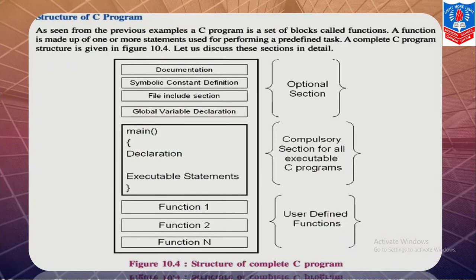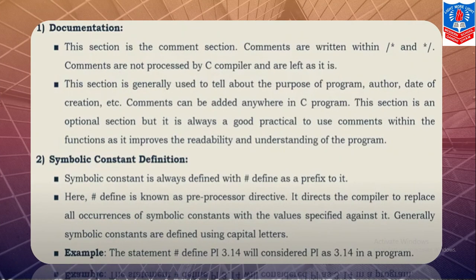Children, now we will see the documentation part. This section is the comment section. Comments are written within a pair of slash-asterisk and asterisk-slash. Comments are not processed by the C compiler and are left as they are. This section is generally used to tell about the purpose of the program, author, date of creation, etc. Comments can be added anywhere in the C program. This section is optional, but it is always good practice to use comments within a function, as it improves the readability and understanding of the program.